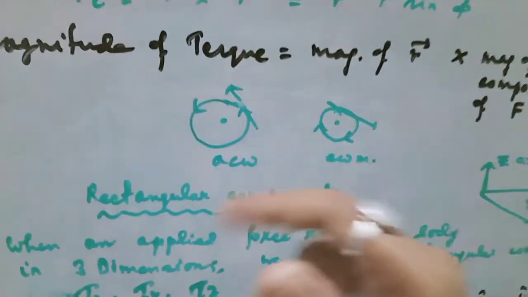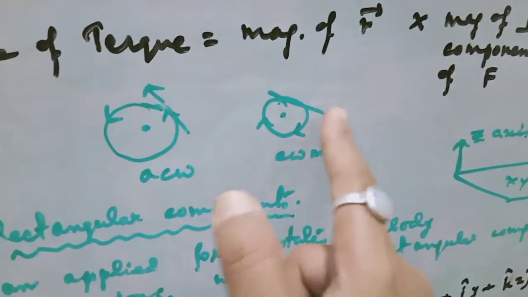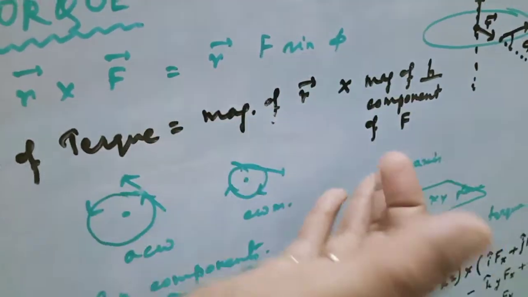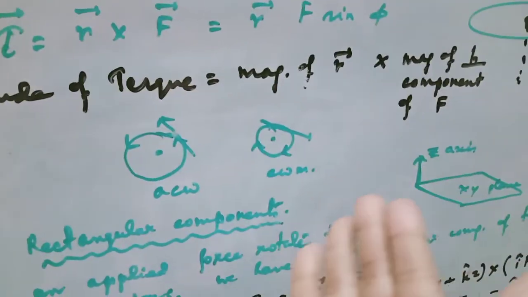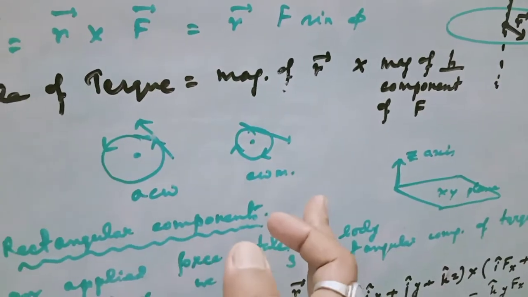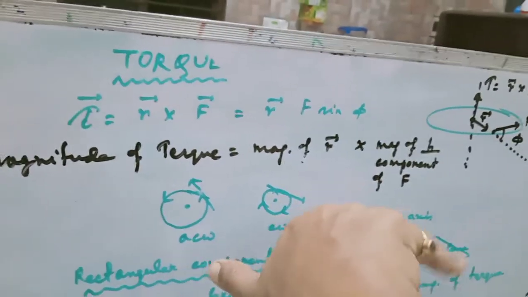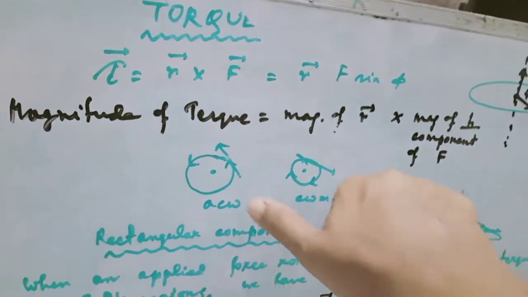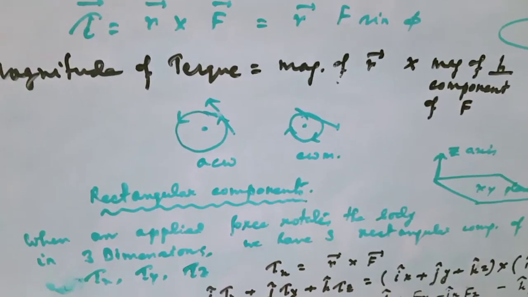Similarly, see here, this is the direction of the force in this direction. Just align this hand in this way. This is the outstretched thumb here. If you align this in this direction, what will happen? The thumb will point inward towards the plane of the board or plane of the paper.